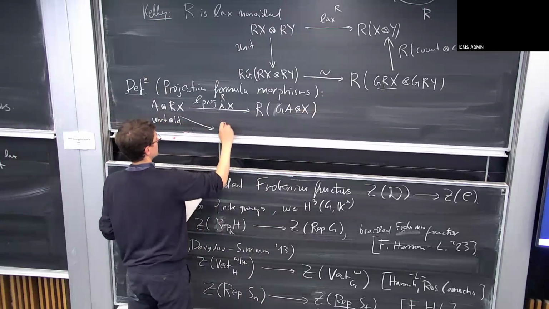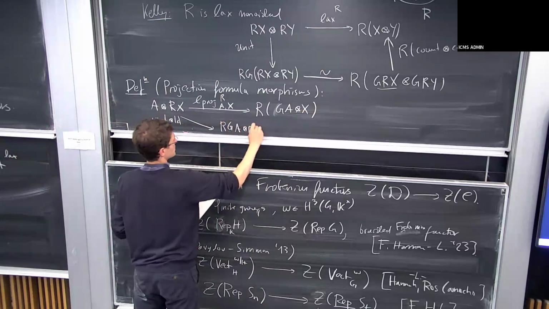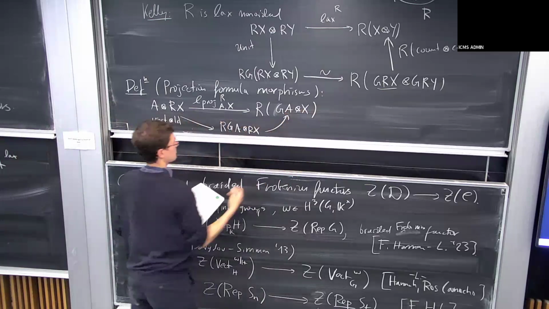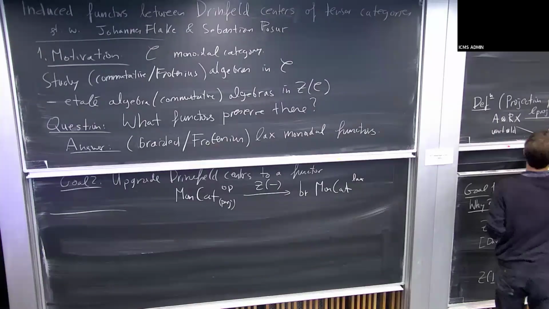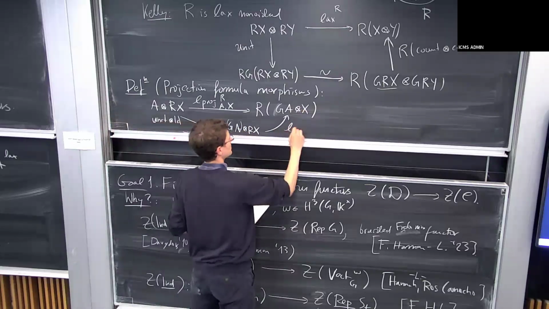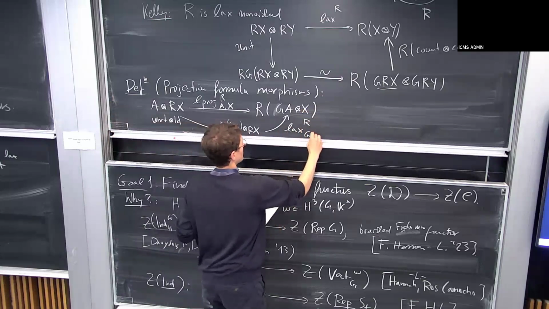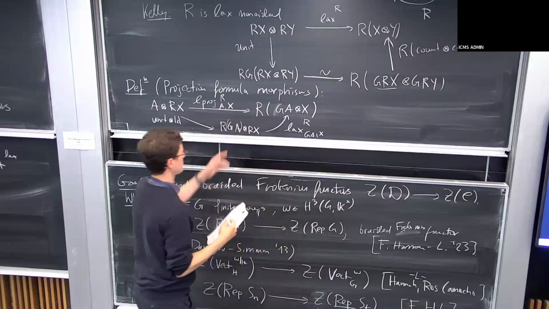The natural transformation can be built by applying the unit of the adjunction here, tensored with the identity, brings us to RGA tensor Rx. And now that we are here, I can apply the Lux structure. I just have to apply it specifically to the objects GA and X. And then using here the just constructed Lux structure, that's the monoidal structure, we end up there.